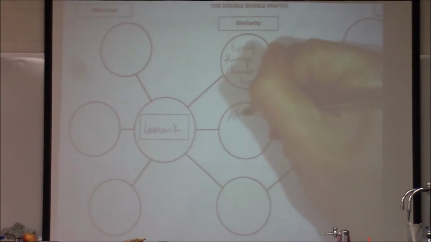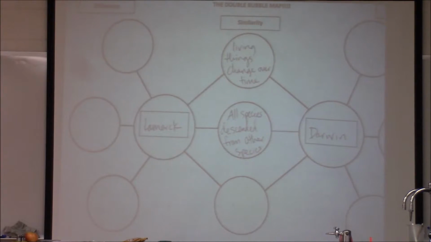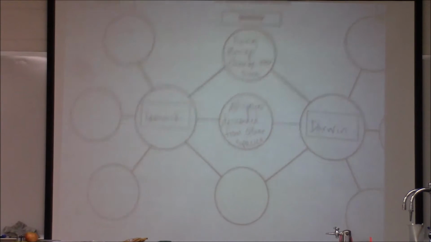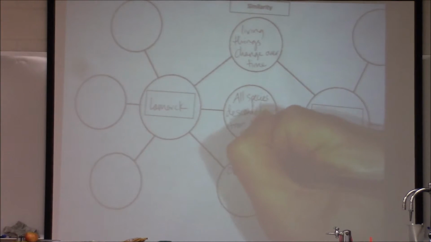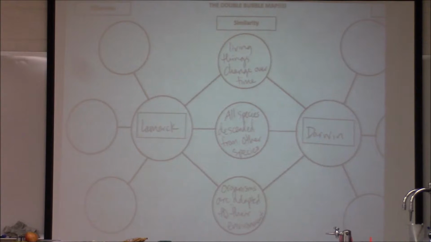Okay? All species descended from other species. Good. And then what's the last one? Organisms are adapted to their environments. Organisms are adapted to their environment. Okay, so you've got those.